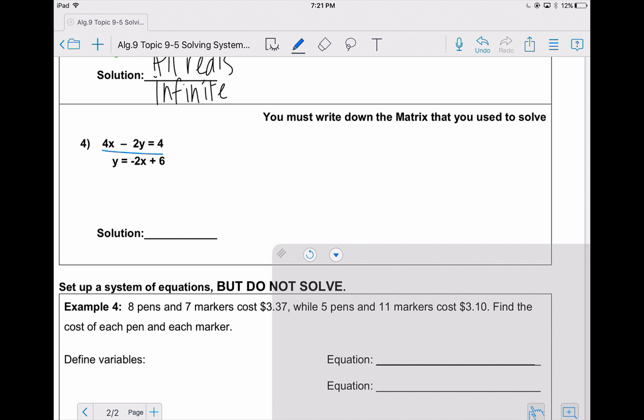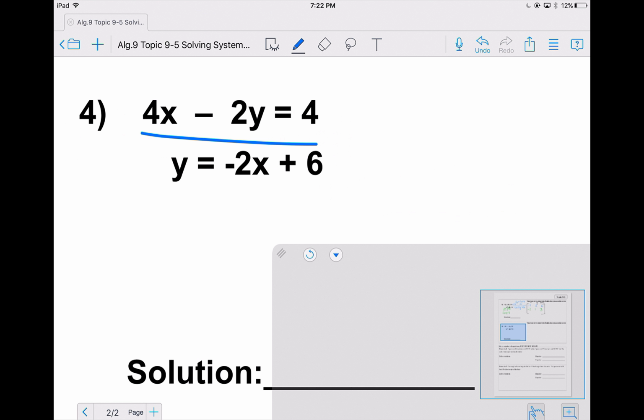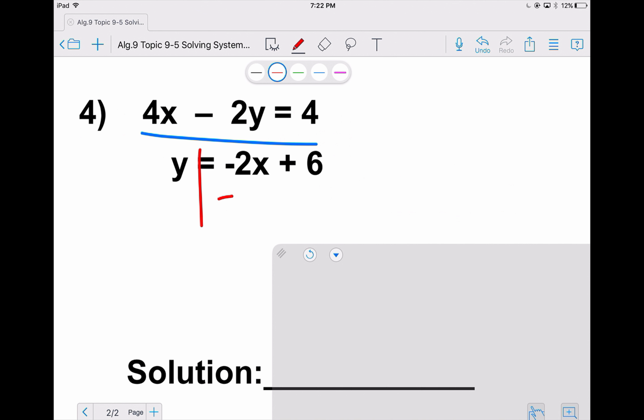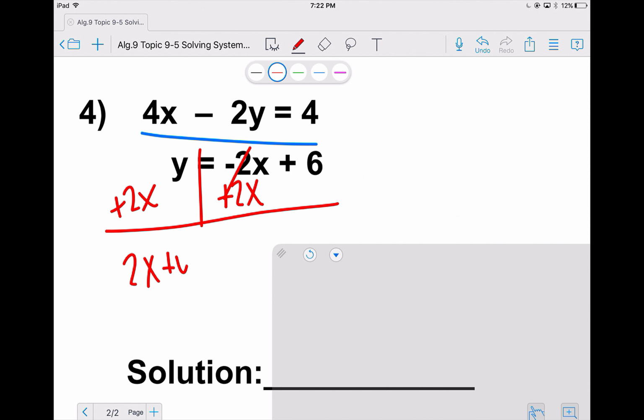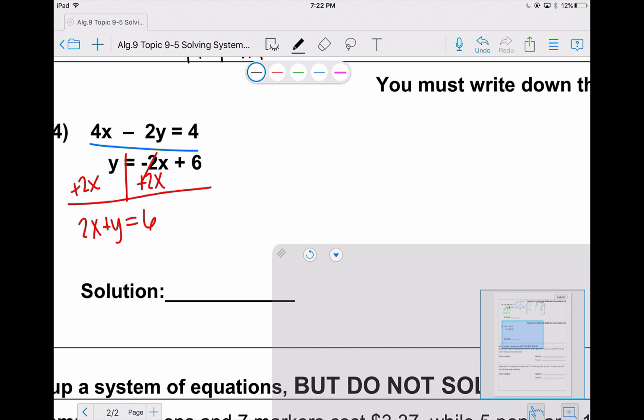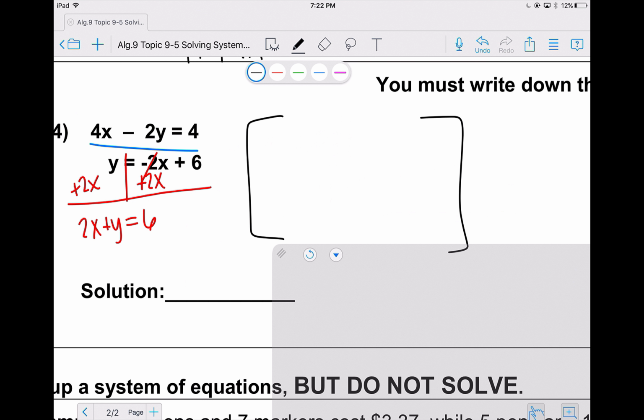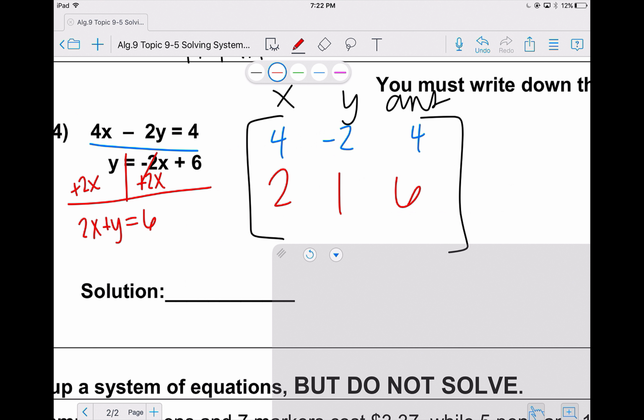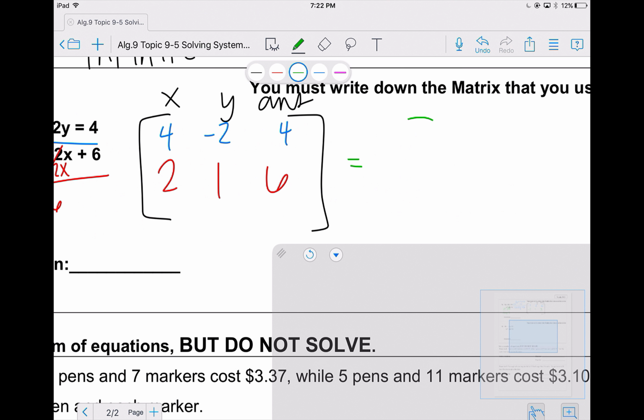Problem 4, my top equation already has x's and y's together. Bottom equation, we have to move the x. So I add 2x to both sides. 2x plus y equals 6. So top blue equation, I have 4, -2, +4. Red, I have 2, 1, and 6. I'm going to plug this into my matrix exactly like I see it and see what my answer will be.